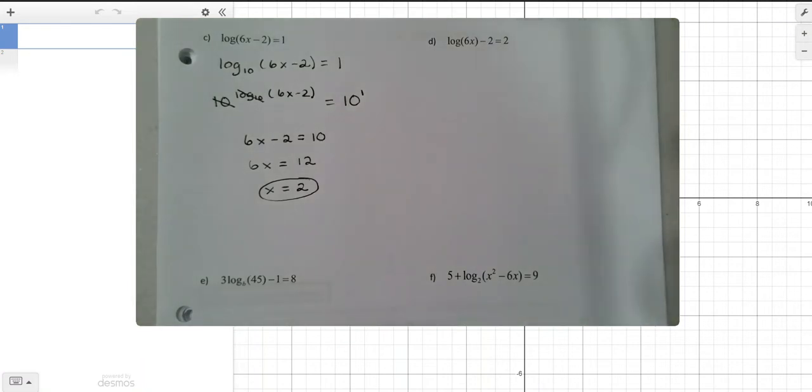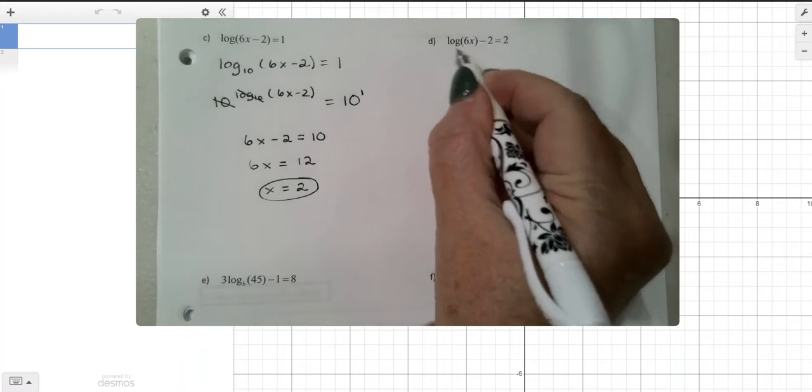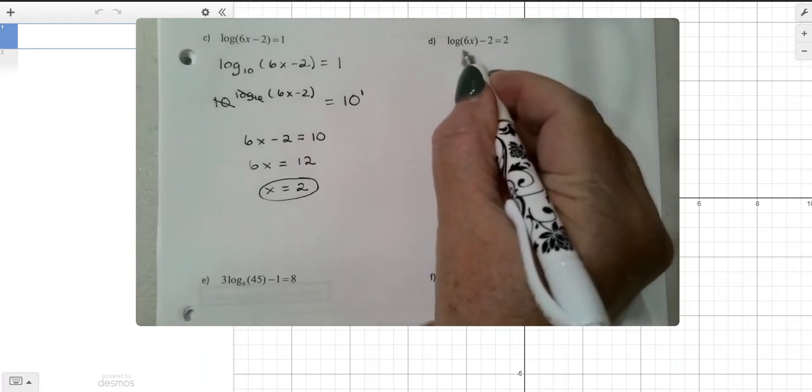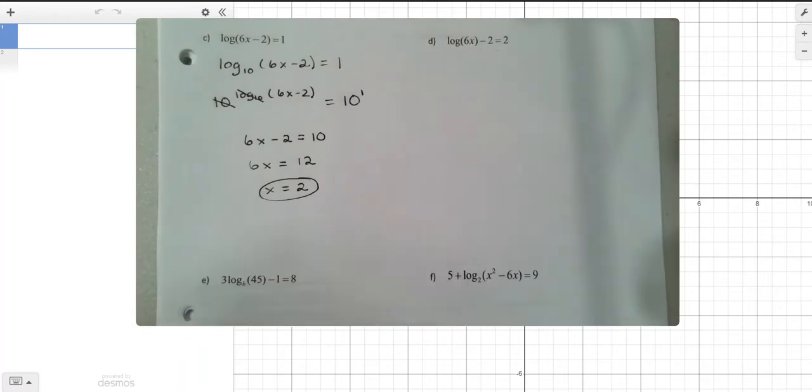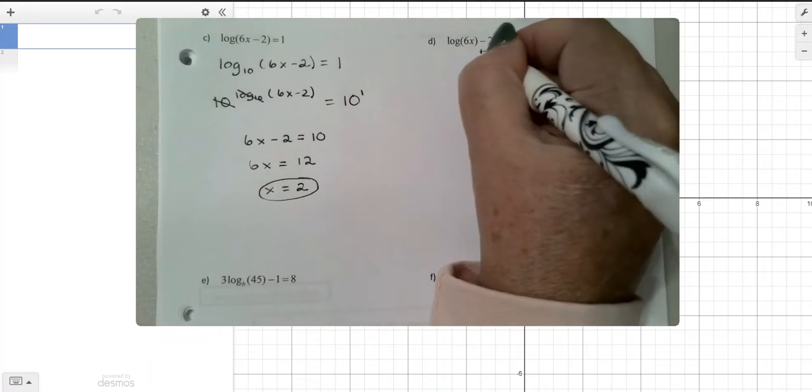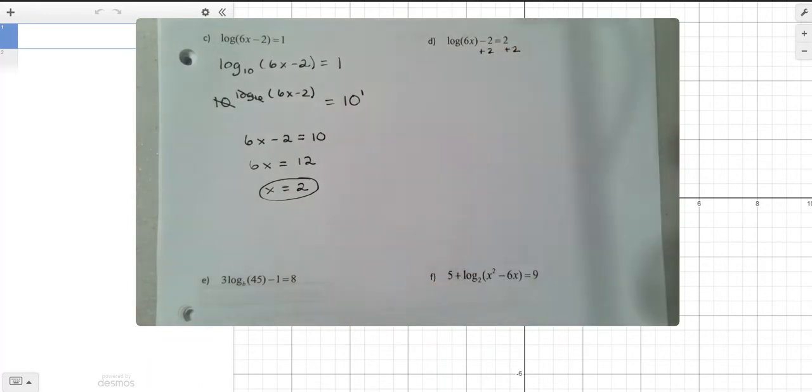All right, notice in D how the placement of the parentheses changes this into a completely different problem. The log of 6x is the log term, and I'm going to isolate it. So I'm going to add 2 to both sides. I can do that since the 2 is not in the parentheses. It's not part of the log function.